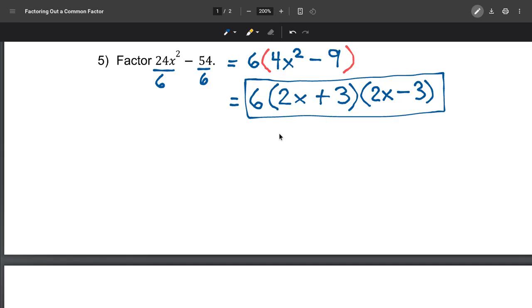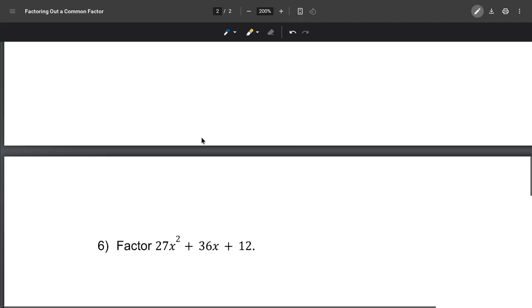Okay, so that was one. You would have had to play around with the numbers a bit to get it to work, if you didn't see that both were divisible by 6 and you get this difference of squares pattern here. Okay, let's look at another problem.